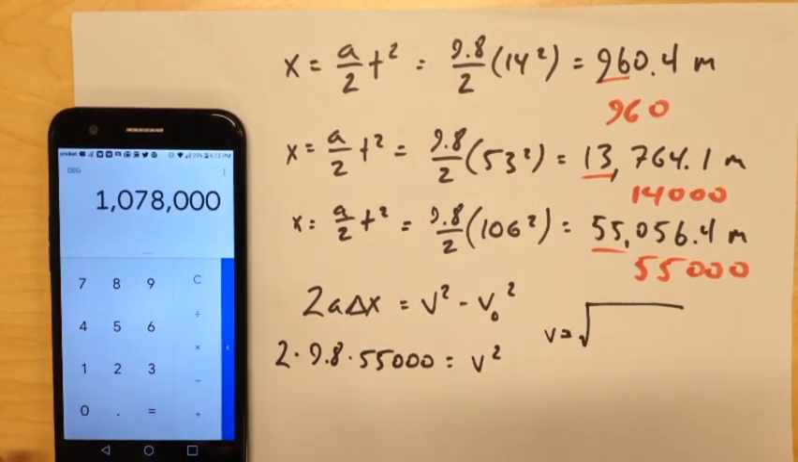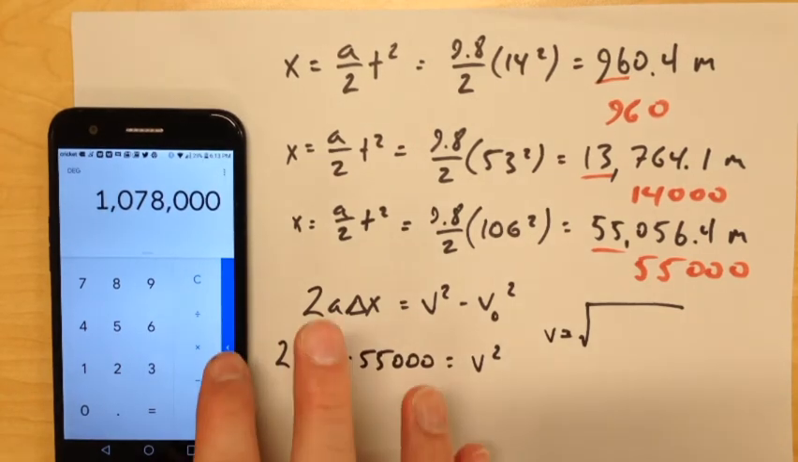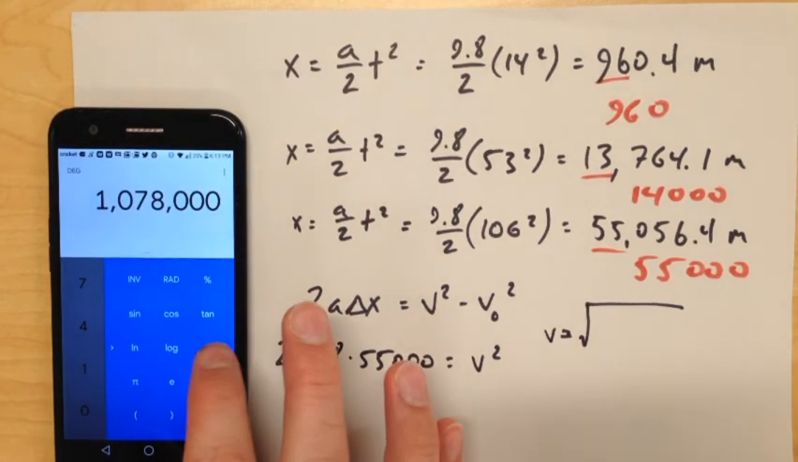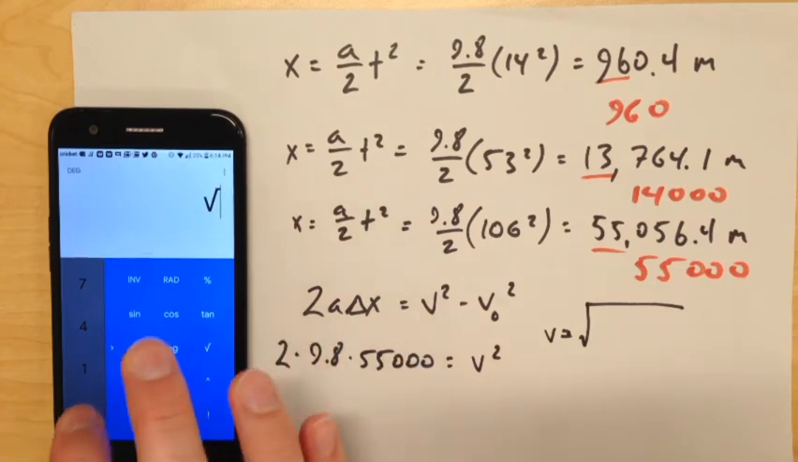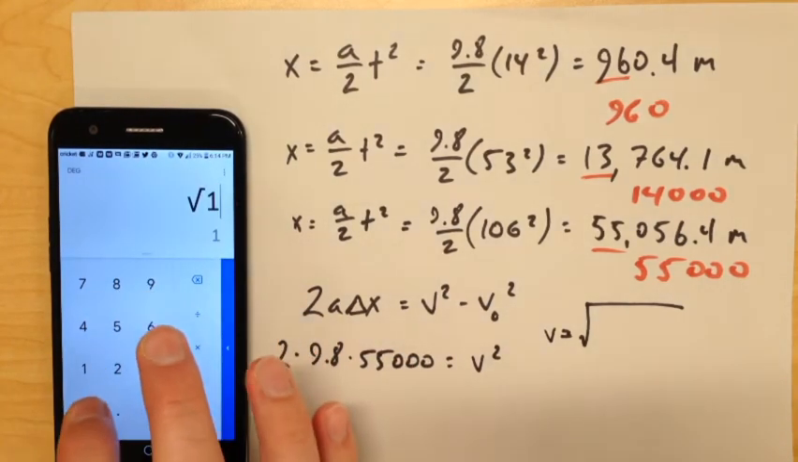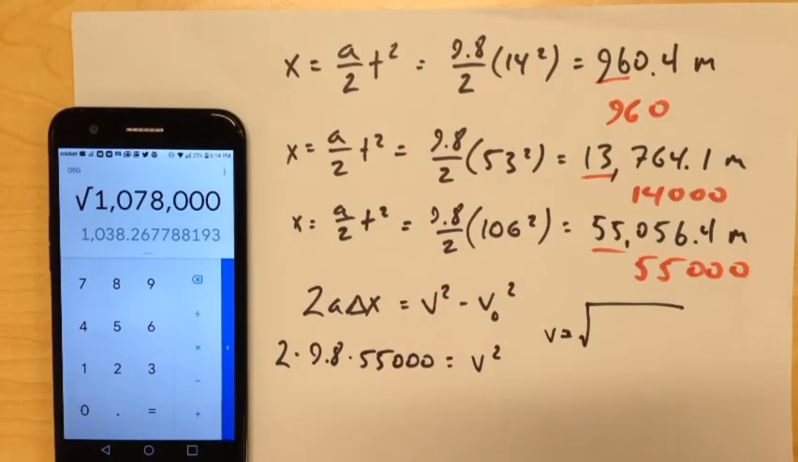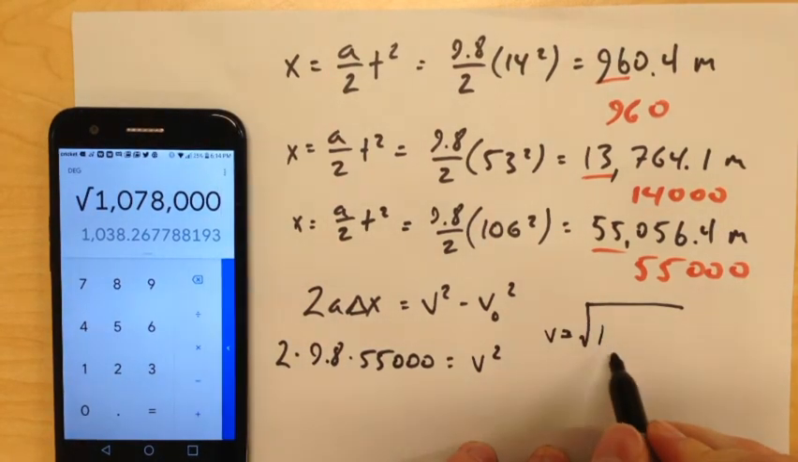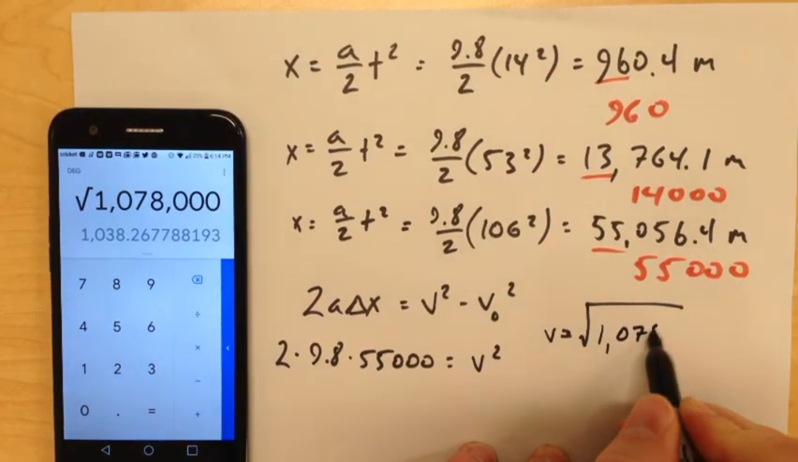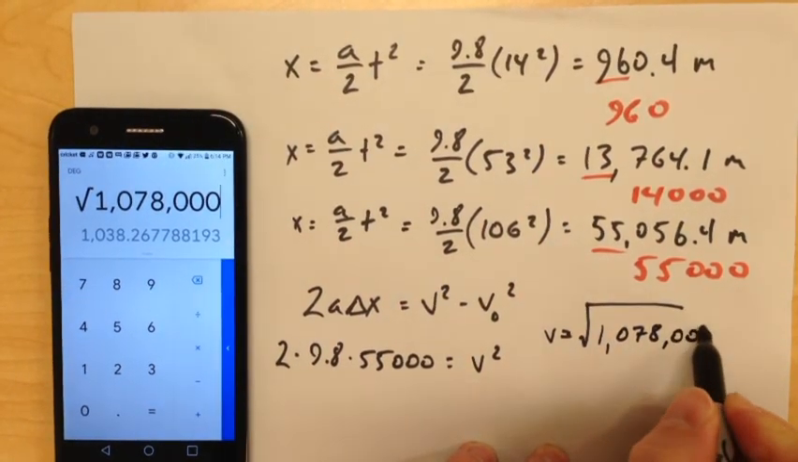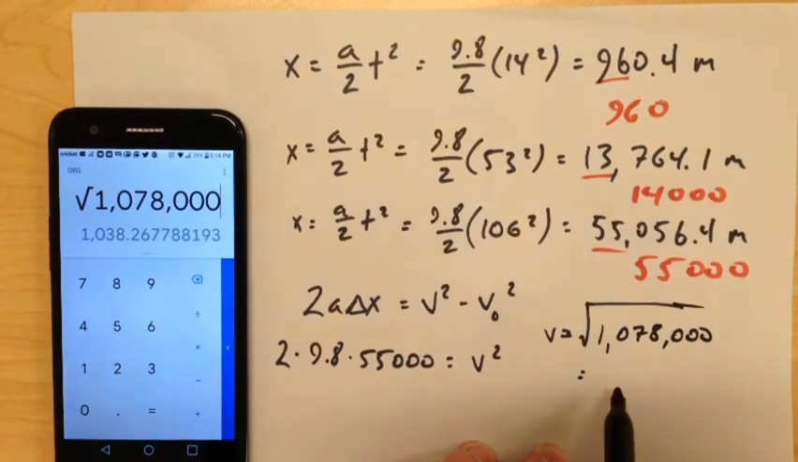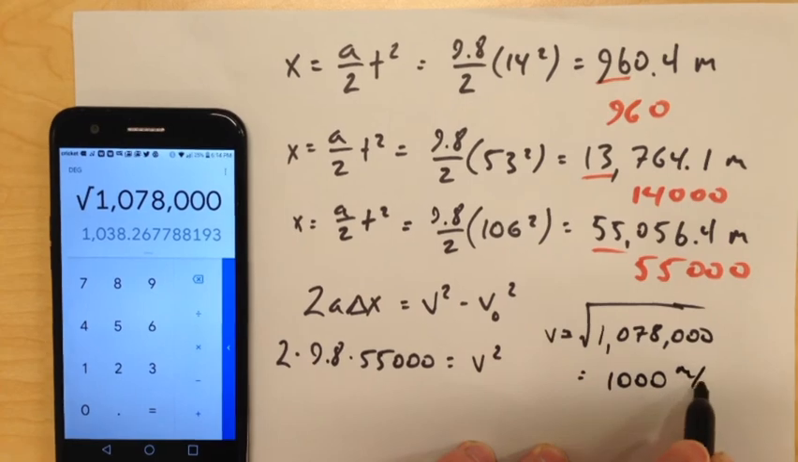Wow. Okay, well, I think I'm going to need the scientific part of this now. So the square root of 1,078,000 is 1,038. With 2 significant digits, that's only 1,000, but let me go ahead and write that in. The square root of 1,078,000 is equal to, with 2 significant digits, 1,000 meters per second.